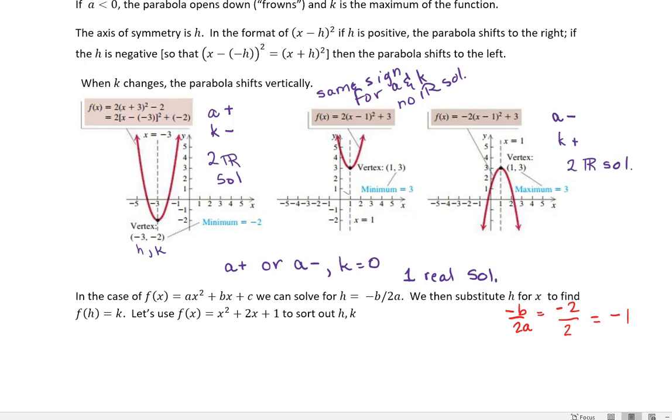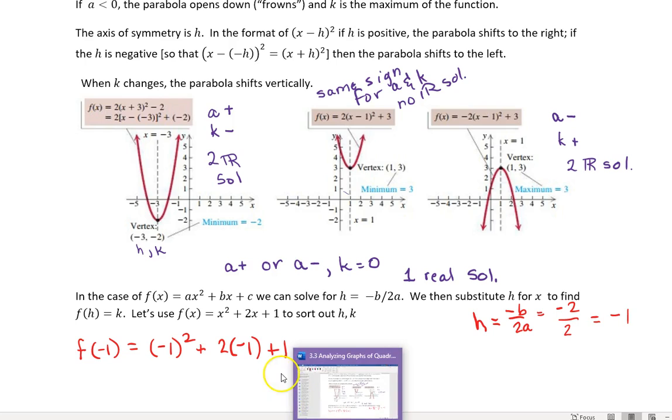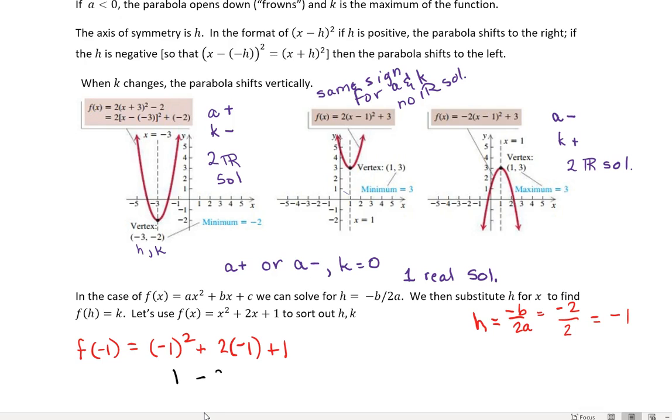Now I'm going to take this f of negative 1, and I'm going to plug it back into this equation. So I have a negative 1 quantity squared plus 2 times negative 1 plus 1. So this is our h. I want to quickly remind people, we've got our h. Now I'm going to go ahead and just do that math right there. That's going to give me 1 minus 2 plus 1, which is going to give me a 0.